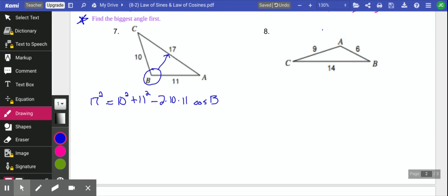Okay, this problem takes more work. It takes more algebra. So let me show you this. I'm going to go ahead and do the pieces of this. So we get 289 equals 100 plus 121 minus 2 times 10 times 11, which is 220.